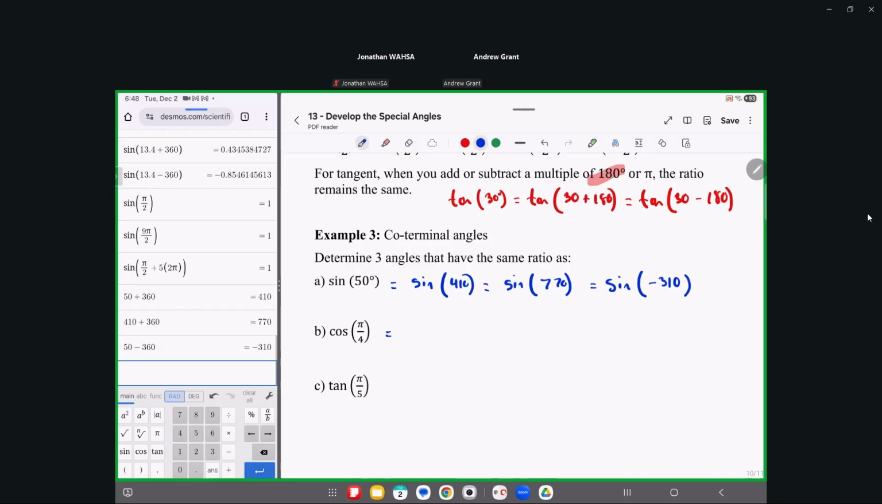Pi over 4 is a bit trickier because it's in radians, but it's still done the same way. If we take 2 pi and add it to pi over 4, we get cos of 9 pi over 4, because remember, 2 pi is the same thing as 8 pi over 4. Adding 8 pi over 4 to 9 pi over 4, you end up with cos of 17 pi over 4. You could also take pi over 4 and minus 2 pi, in which case you would end up with cos of negative 7 pi over 4.